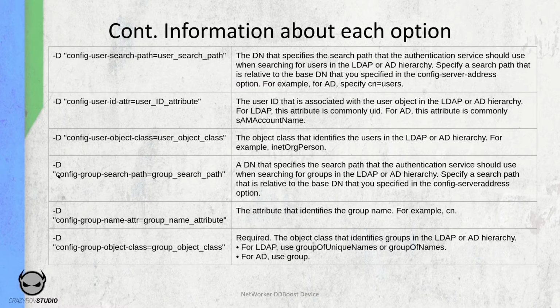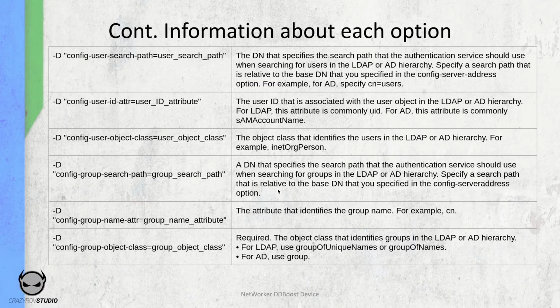Moving on, next is the config group search path. This is the distinguished name, or DN, that specifies the search path that the authentication service should use when searching for the group in the LDAP or AD hierarchy.